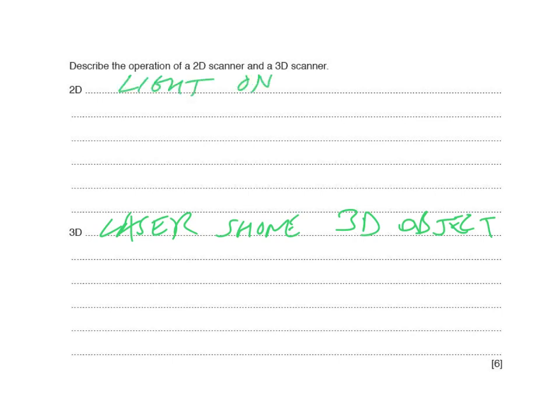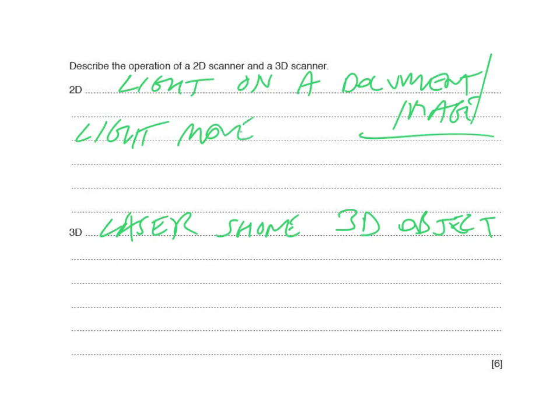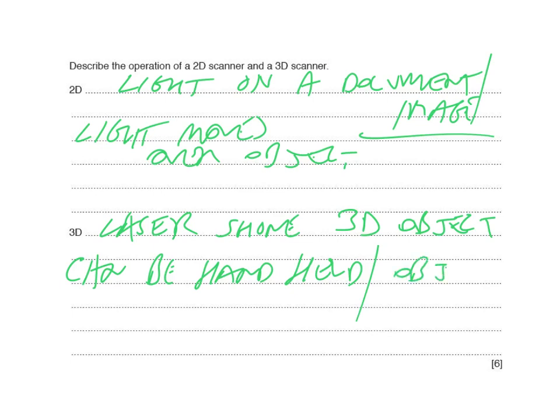Okay, these are now into some different ones. Operation of a 2D scanner and a 3D scanner. So 3D uses a laser shone over the subject. And it's obviously a 3D object. Duh, let's state the obvious in these questions. Whereas the 2D scanner is quite often light on a document or image, something like that, normally a piece of paper. That light moves over the object. This one can be handheld, or the object rotates and moves at different angles.